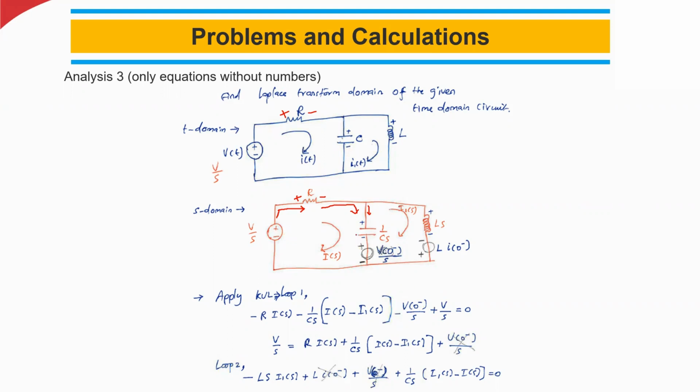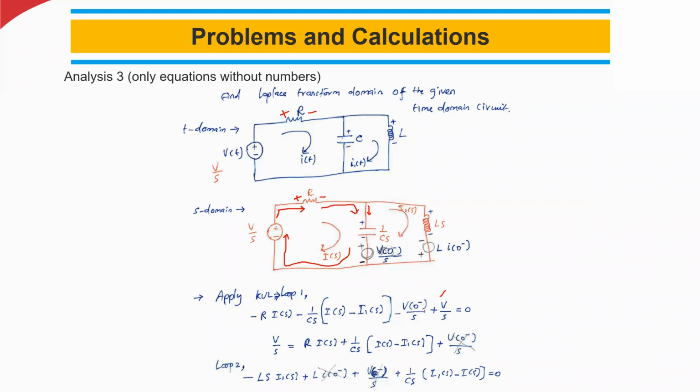So here, for example, the current I am writing this way, right? Here also the same logic you can apply. The current is entering in the minus and then exiting in the plus, so I am using the exit sign. So that is the plus V divided by S here. So it's equal to 0 because we are using KVL, remember.